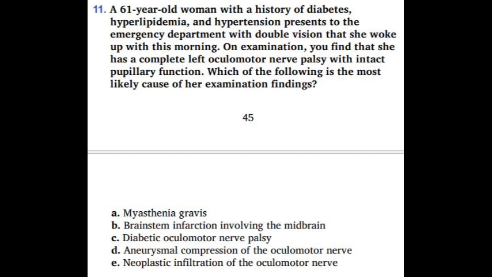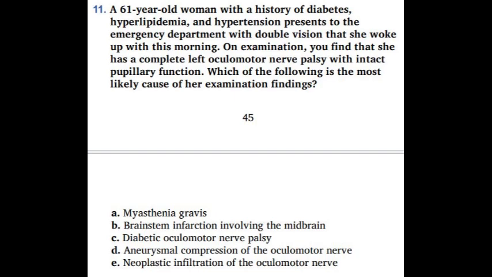So when we see this question, we know this patient has diabetes, and also hyperlipidemia and hypertension. She came with double vision, which she woke up with this morning. You then see that she has complete left oculomotor nerve palsy and intact pupillary function. So this patient most likely has an ischemic damage to the oculomotor nerve, and in order to understand this, we need to discuss the anatomy of the oculomotor nerve.